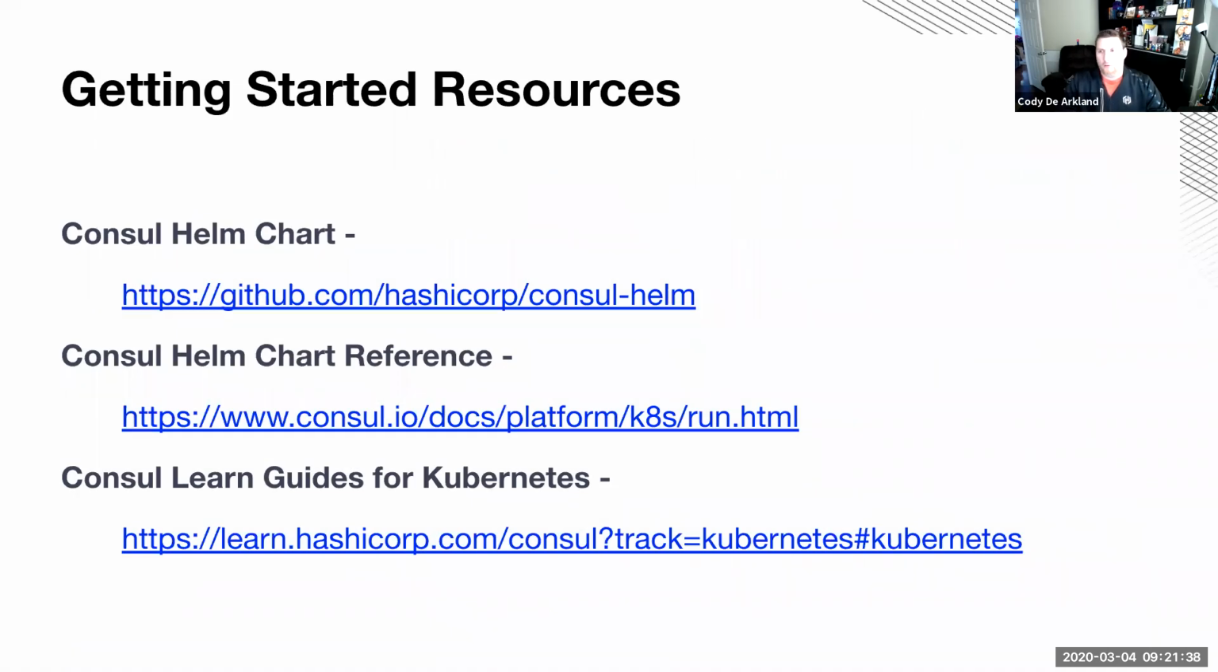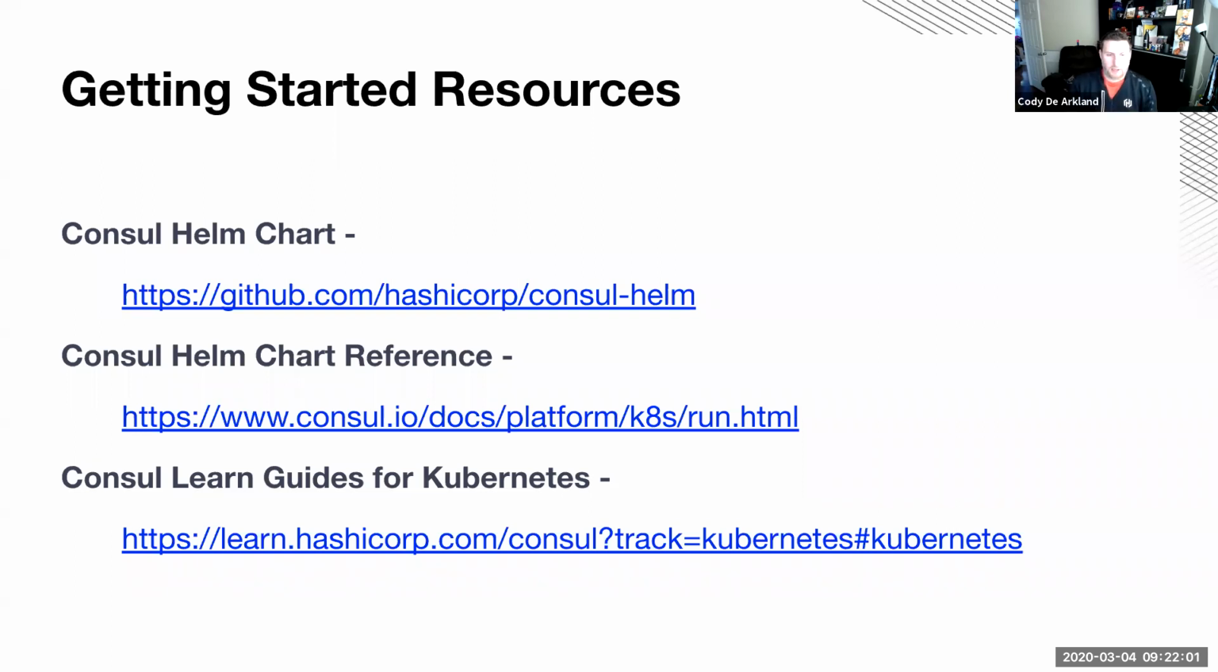There's a couple of resources I want to touch on real quick as we dive into the meat of this. We have the Consul Helm chart. The Helm chart is used to deploy Consul onto a Kubernetes cluster in a very easy way. That's on github.com/HashiCorp/Consul Helm. We have the Helm chart reference, and I'm going to show our Consul IO page in just a second, so I'm not going to read this long URL.